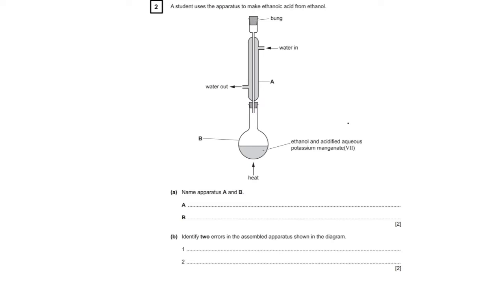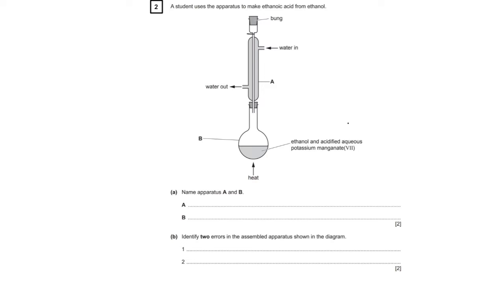Okay, in question number 2, a student uses the apparatus to make ethanoic acid from ethanol. Name apparatus A and B. It's the same thing. A is Liebig condenser and B is round bottom flask. Identify two errors in the assembled apparatus shown in the diagram. What are the two errors in this apparatus?